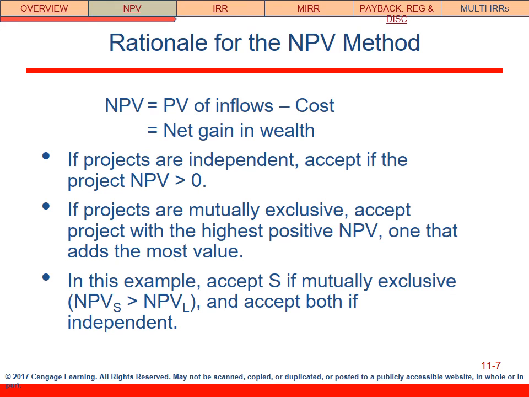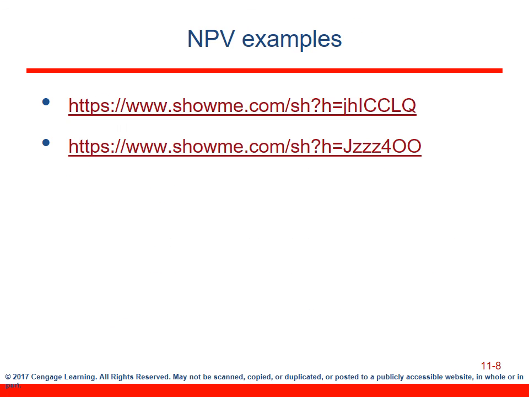In this particular example, we would accept Project S if they were mutually exclusive because the net present value of S was greater than L. If they were independent projects, we would accept both of them. And here are the two examples that I spoke of earlier that will give you the keystrokes necessary to find net present value on your financial calculator.